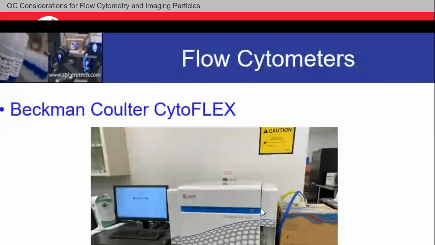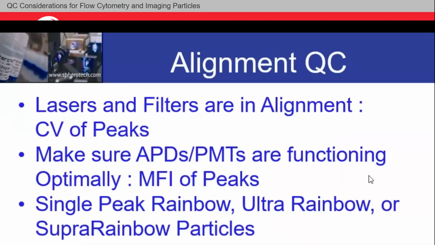This is the instrument that I'm lucky enough to be able to run sometimes: the Beckman Coulter CytoFLEX LX. It's a 13-color instrument. It's very robust. We're very, very grateful to have one in-house, and that's the instrument that I'll be showing you the data for today. I wanted to just give a quick example here.